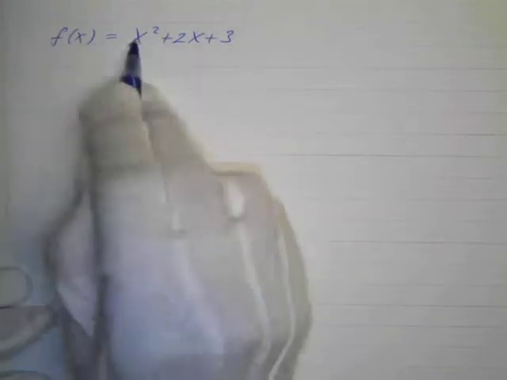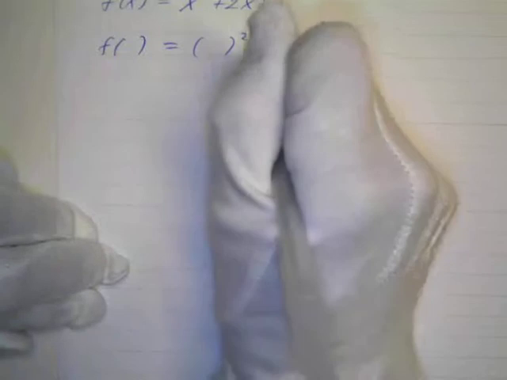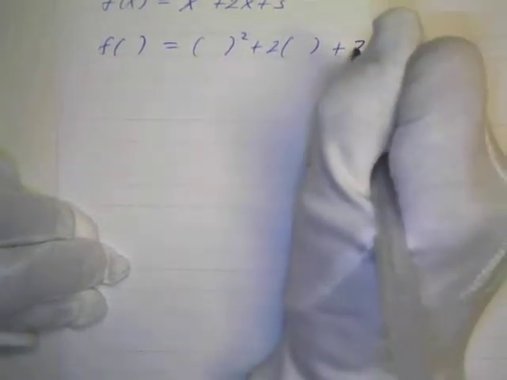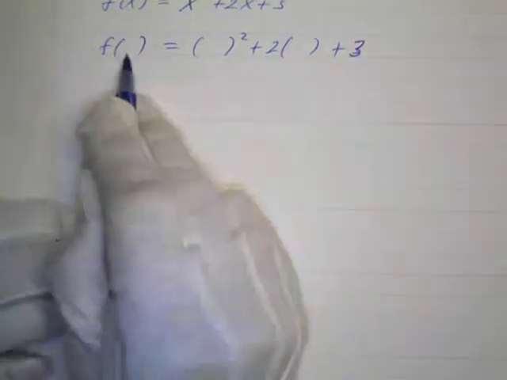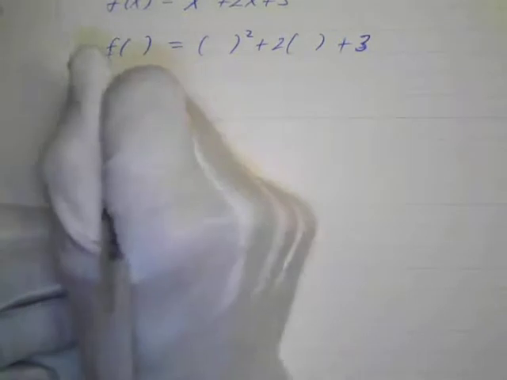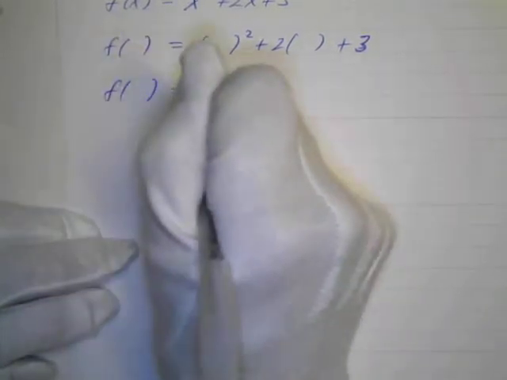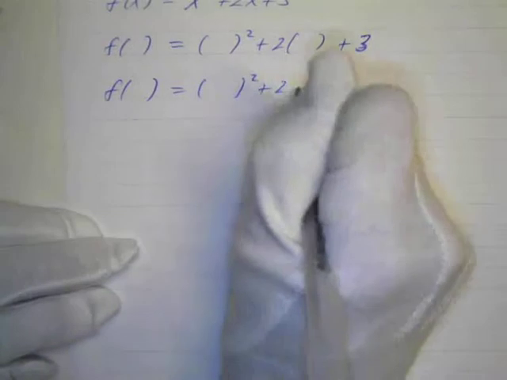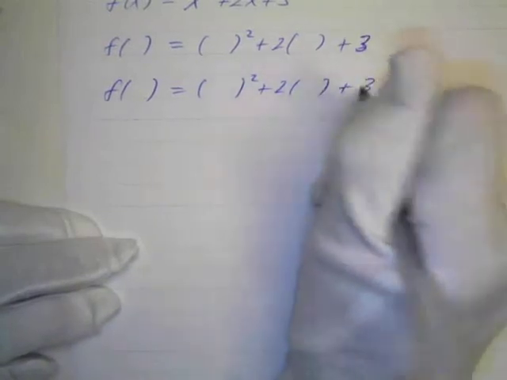And again, remember this is a rule. It just says whatever's in here, I'm going to square it, plus 2 times it, and then add 3. So in general, we could say f of something equals that something squared, plus 2 times that something, plus 3. So whatever goes in here goes there. So let's say we want to find f of 3.